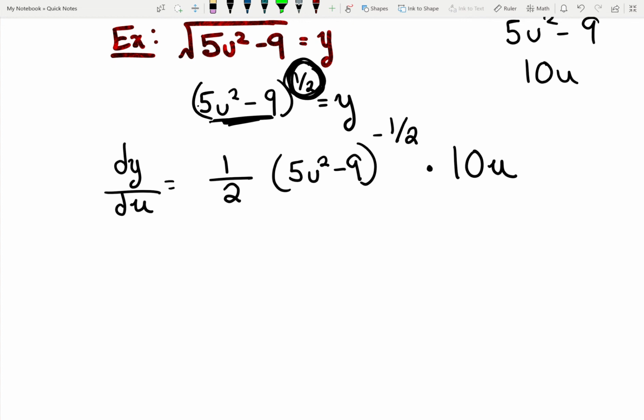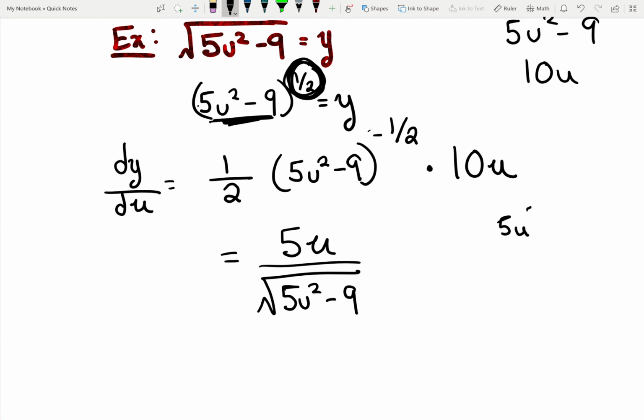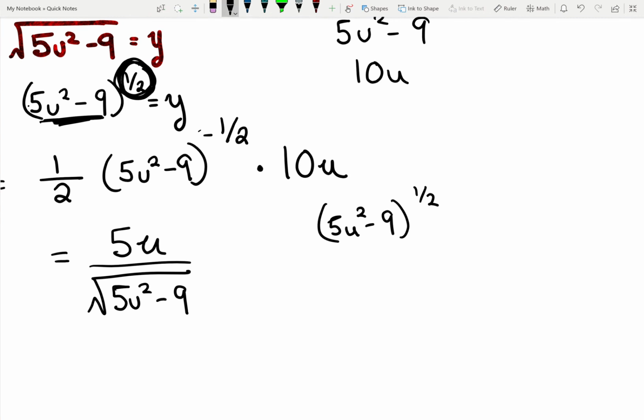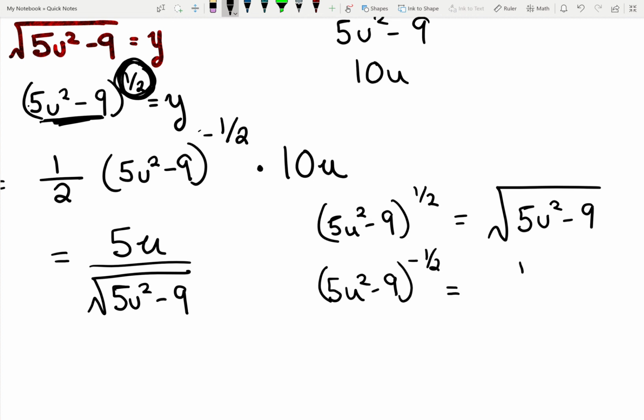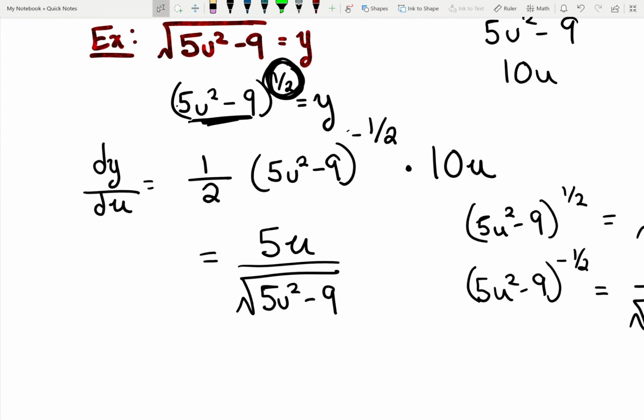Anyway, we can go ahead and simplify this whole thing now, right? So do some math, and it will simplify to 5u divided by the square root of 5u squared minus 9. Remember, this square root goes in the denominator because there's a negative exponent right here. So 5u squared minus 9 raised to the minus 1/2 is equal to 1 over the square root of 5u squared minus 9. Either way, this is our final answer.